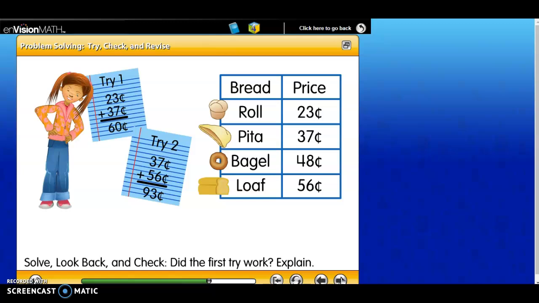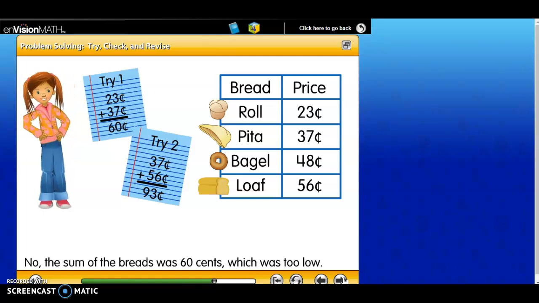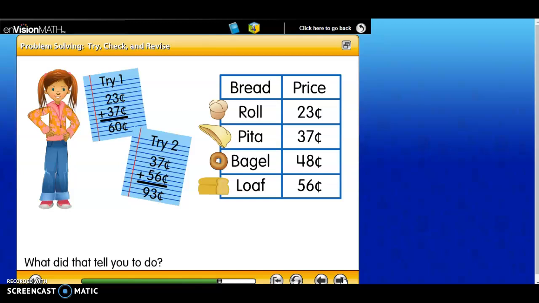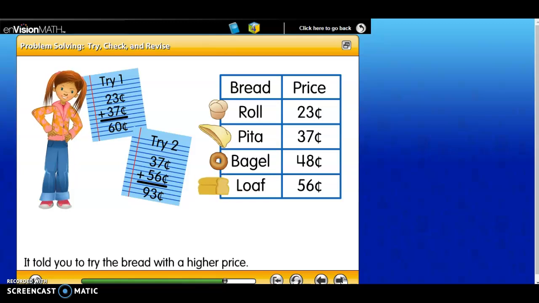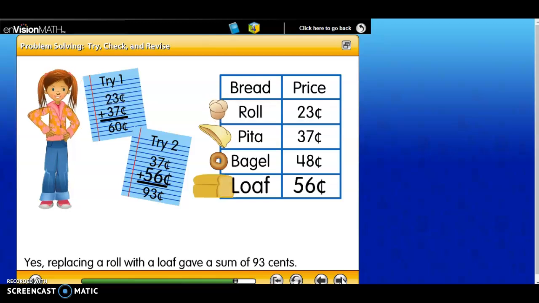Solve, look back, and check. Did the first try work? Nope. Explain. 23 cents plus 37 cents is 60 cents. That's way less than 93 cents. The sum of the breads was 60 cents, which was too low, so we had to pick another one. What did that tell you to do? To try again with bread of a higher price. Did the second try work? Yes, it equaled 93 cents. Replacing a roll with a loaf gave a sum of 93 cents.